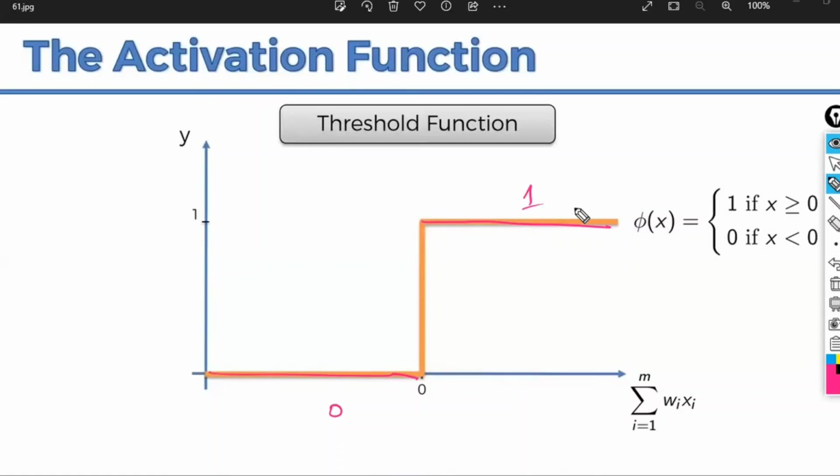If you plot the graph between the values, you'll get all either zeros or ones. This is the step function. This step function is also called the threshold function. The graph will be in this way.